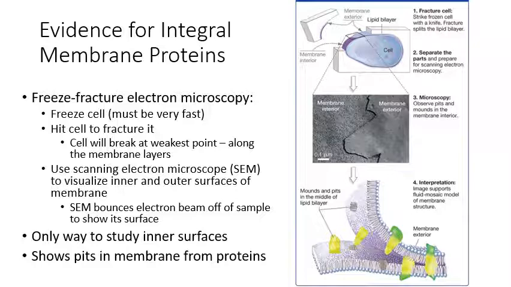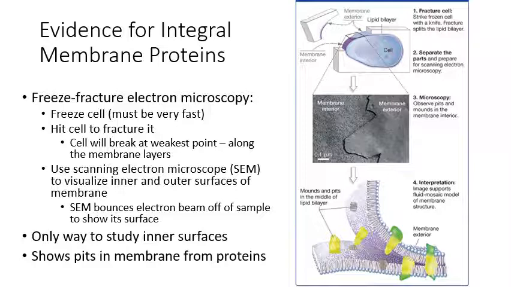So I just wanted to kind of briefly go over how it is that we figured out that there are proteins that go all the way through the membrane. It was hard to figure out because it's really hard to study the inside of a membrane. In general, if you're taking the membrane apart so that you could separate the two layers, you're going to destroy the membrane. It's not going to survive that process. So there's actually only one technique we have that can do that, and it's called freeze fracture electron microscopy.